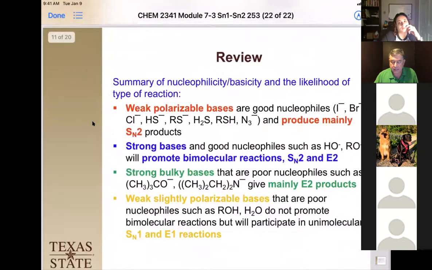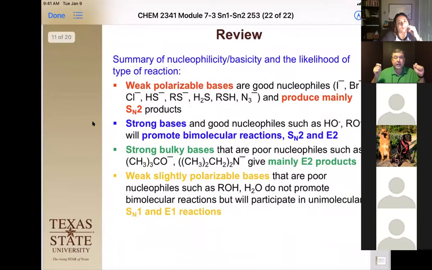Okay, so in reviewing, this is where we need to get things straight in our head. We talked about the difference between nucleophilicity and basicity. Remember, nucleophilicity is a kinetic reaction. How fast can I form that sigma bond?